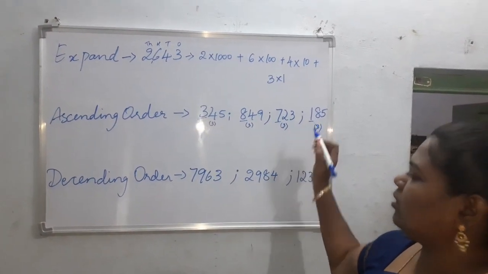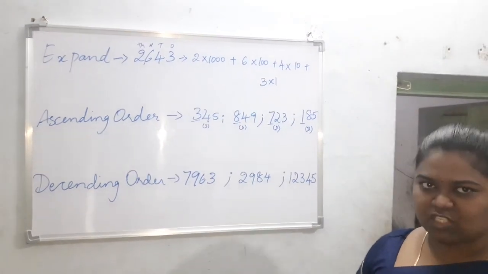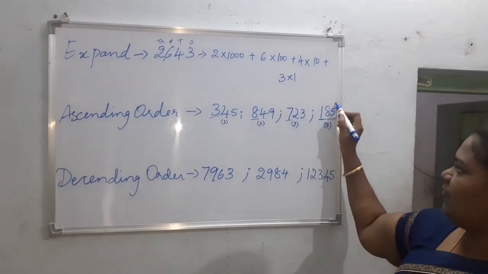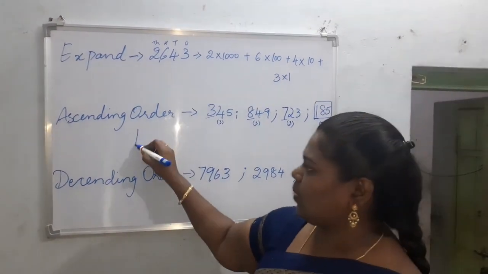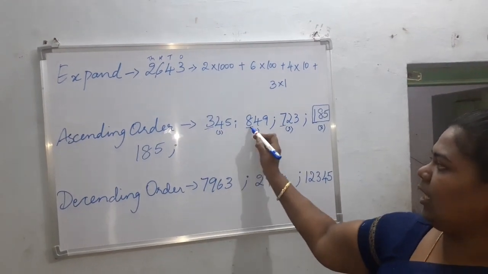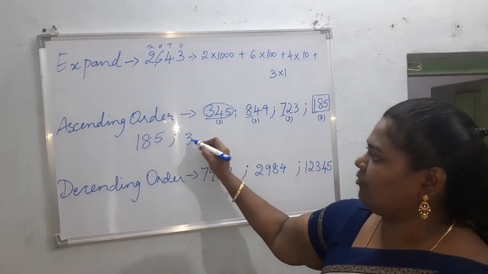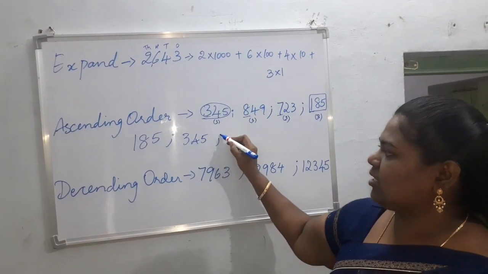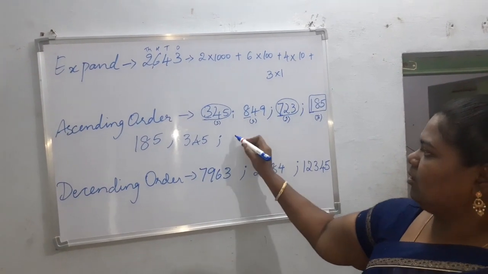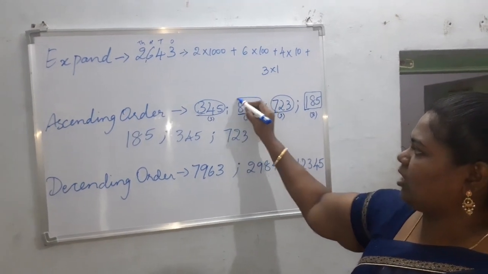3, 8, 7, 1. So ascending order is basically from smaller to larger numbers. So in this, 1 is the smallest. So 185 is the smallest number. Next, 387. In this, 3 is the next smallest. So 345, the whole number, is the next smallest. Next, 8 and 7. 7 is the smaller, 723, and the last one is 849.